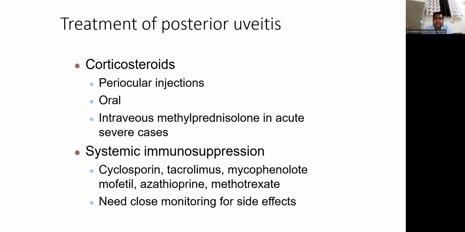Now coming to the management or treatment of posterior uveitis. Same thing, corticosteroid is the main treatment for inflammatory conditions, whether anterior or posterior uveitis. But how to give the corticosteroid posteriorly? Either periocular injections, oral, or intravenous IVMP, or if needed, it can be given with other systemic immunosuppression. Intravenous methylprednisolone can be given in acute severe cases after consulting regarding the patient's medical condition, if there is no contraindication for IVMP.